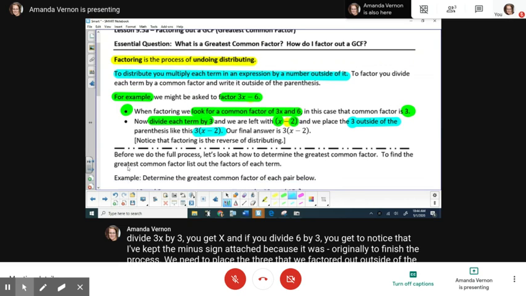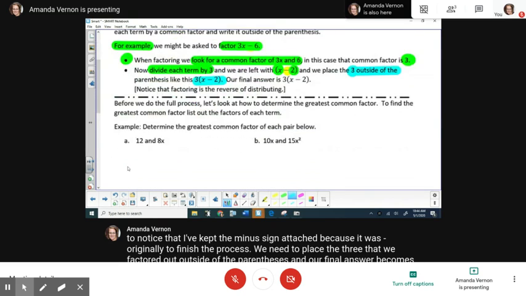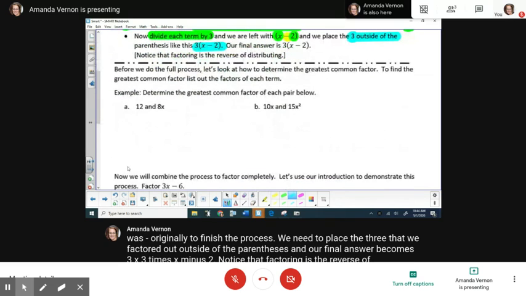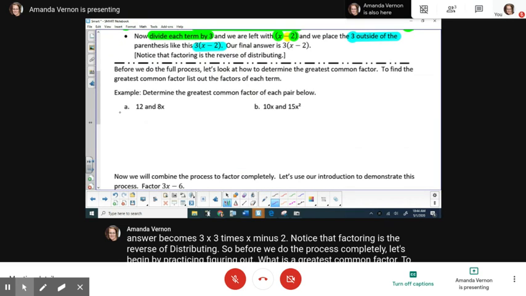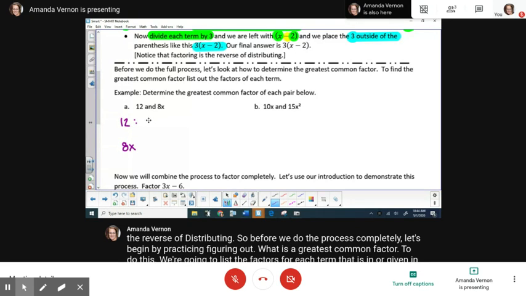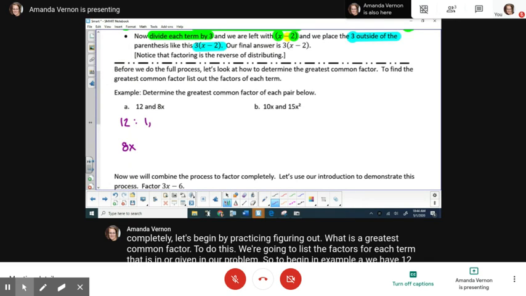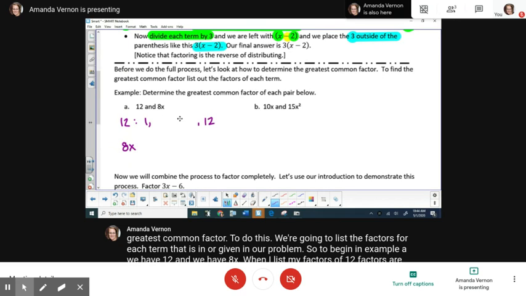So before we do the process completely, let's begin by practicing figuring out what is a greatest common factor. To do this, we're going to list the factors for each term that is given in our problem. So to begin, in example A, we have 12 and we have 8x. When I list my factors of 12, factors are what multiplies to equal that. So factors of 12 are 1 and 12. I like to put them in order, so I'm putting 1 first, 12 last.